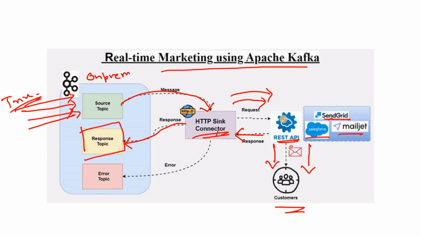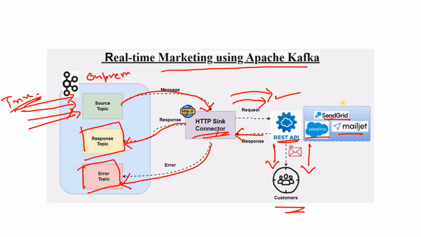And sometimes, for some reason, we might face failure also. Maybe the backend server is down, or for some reason the HTTP sink connector is not able to call that particular API. At that time, the HTTP connector can write that error information in an error topic. So this is basically our real-time marketing architecture using Kafka.